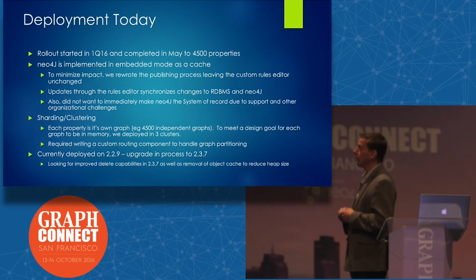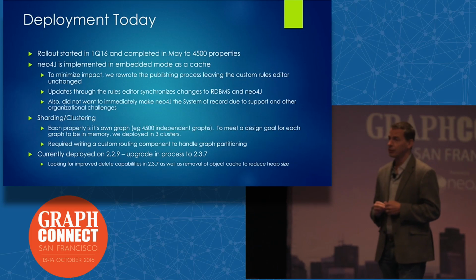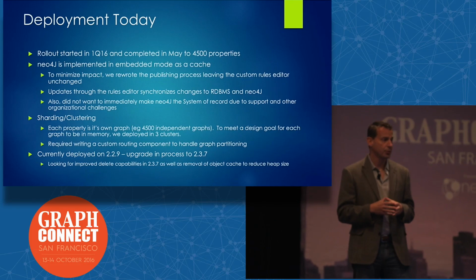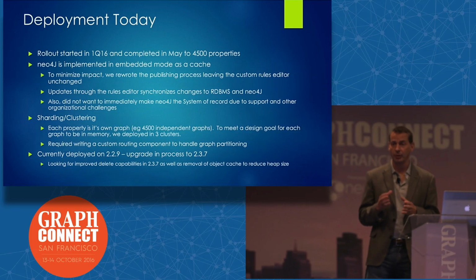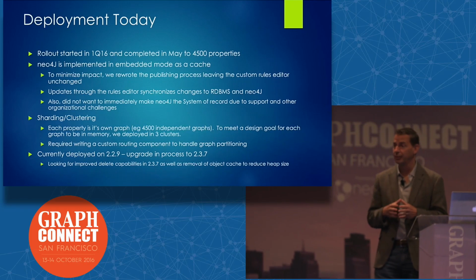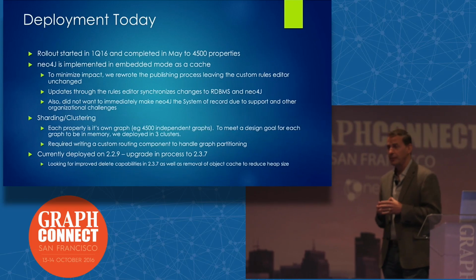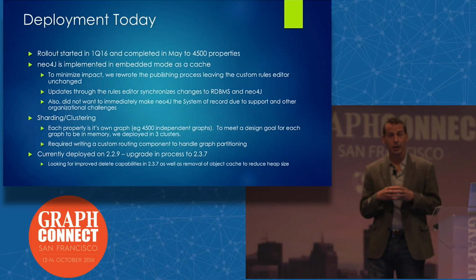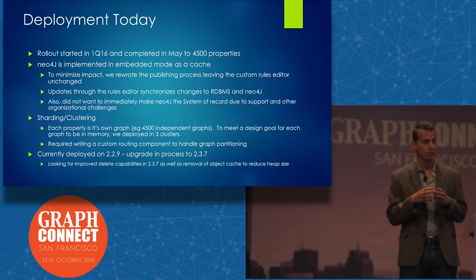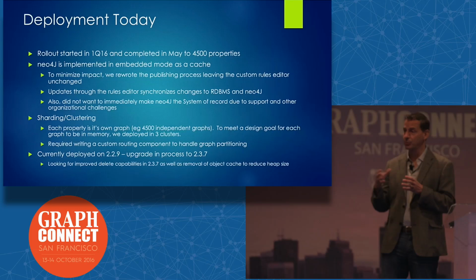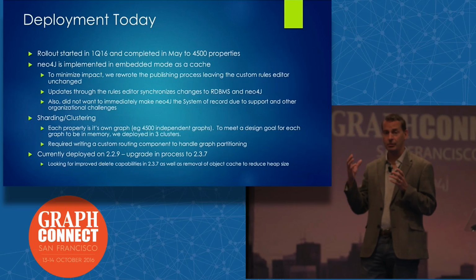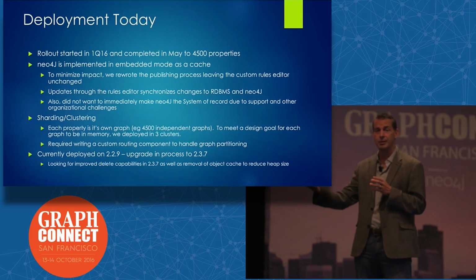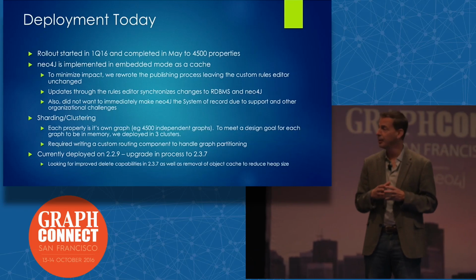So what does our deployment look like today? We started to roll out in the first quarter of 2016, so the first quarter of this year, and it took about 5 months to deploy this globally for the 4,500 properties. Interestingly, up until this point, our rules engine solution was the bottleneck in constraining the performance. When we did a publish, we had to send and process this data as quickly as possible and send to our system in a pre-computed fashion.